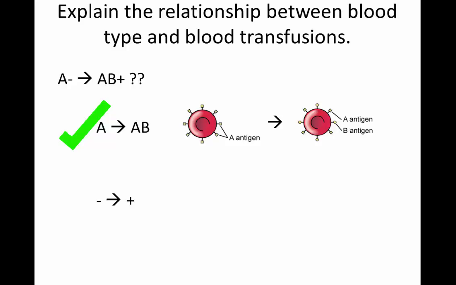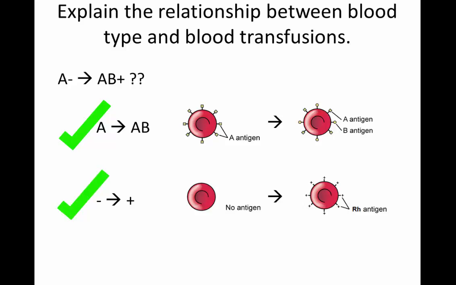Can we give negative blood then to a positive person? The recipient, being Rh positive, has the Rh factor on the surface of their cells. The donor has no antigen on the surface. So the Rh positive recipient has nothing to actually attack in terms of the Rh factor on the negative donor. And so, in the end, this is an acceptable transfusion as well.